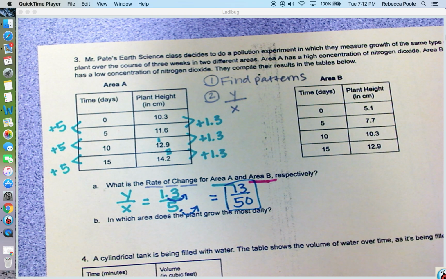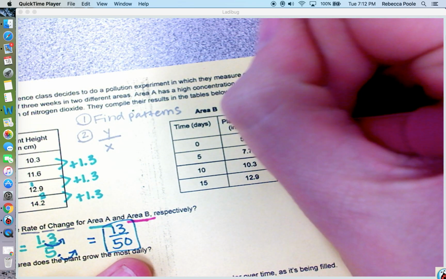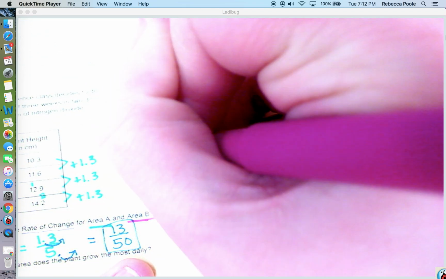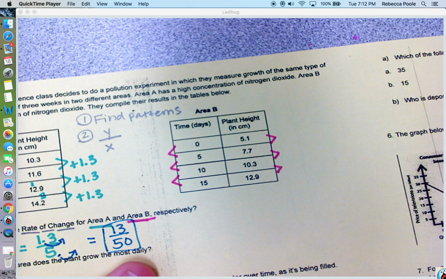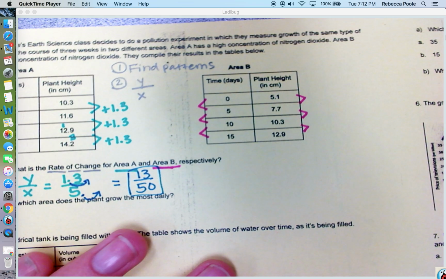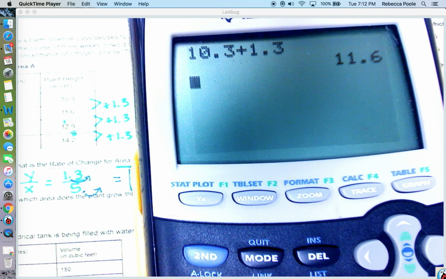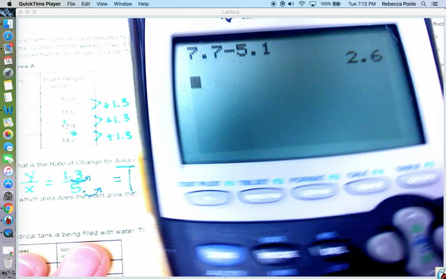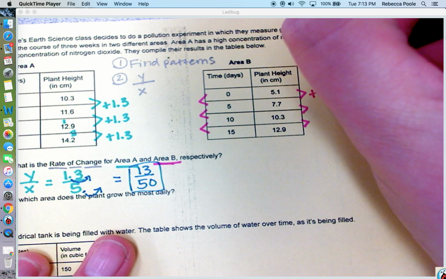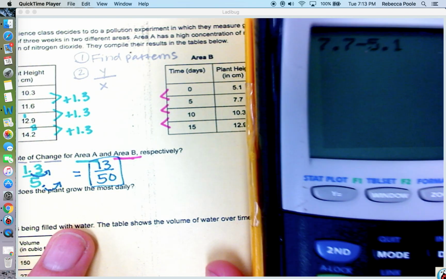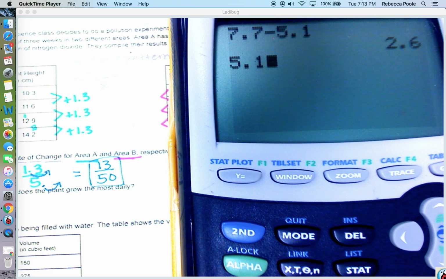For area B, I'm still just finding the pattern first, and then I'm going to do y over x to find the rate of change. So how do I get from 5.1 to 7.7? You guys can use a calculator on your test. If you work backwards, 7.7 minus 5.1, you're going to get 2.6. So it looks like I'm adding 2.6, but let's check it to make sure, okay? So 5.1 plus 2.6 does give me 7.7.